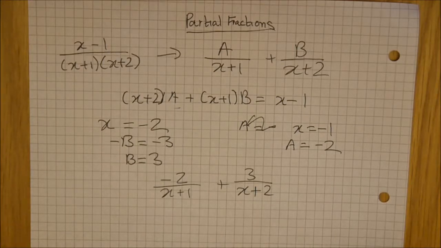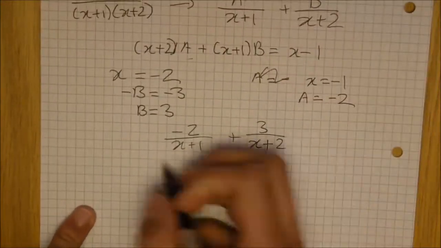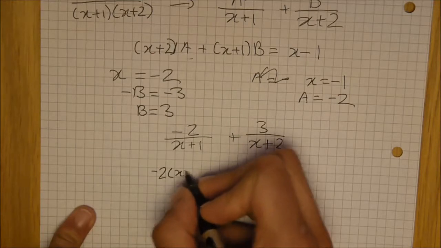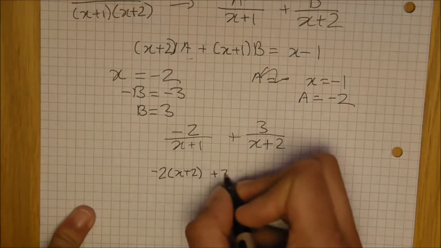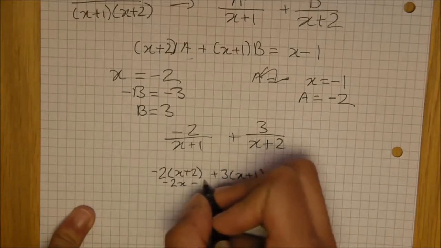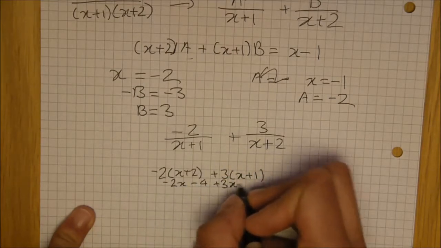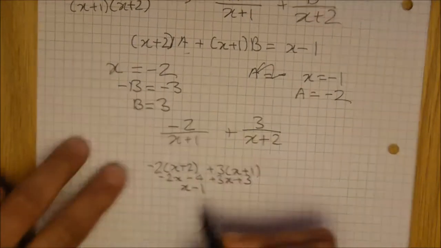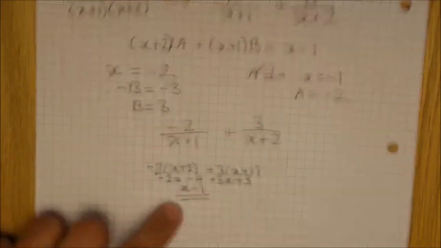Is it right? Now, we can know this by simply just cross-multiplying again. So we can times them both together and we end up with minus 2 lots of (x plus 2) plus 3 lots of (x plus 1), which gives us minus 2x minus 4 plus 3x plus 3 equals x minus 1. Therefore, we know we are correct, as x minus 1 is the same as up here.